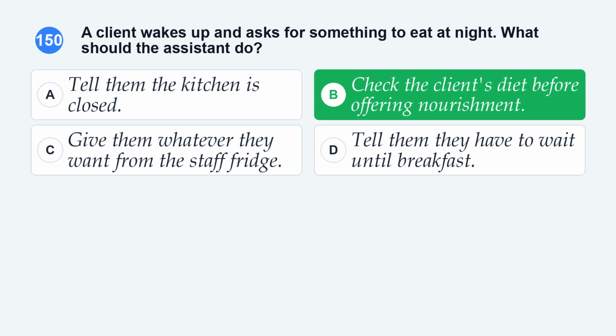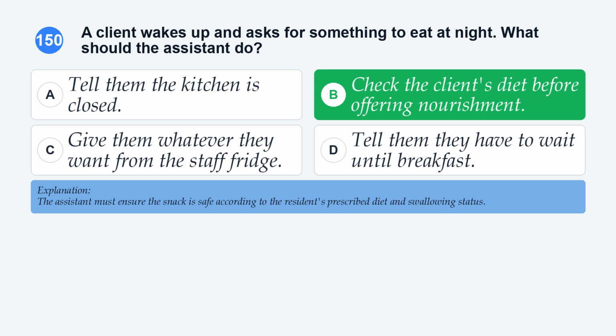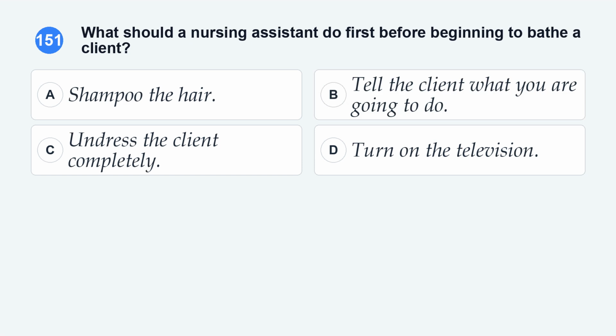The correct answer is option B. Check the client's diet before offering nourishment. Explanation. The assistant must ensure the snack is safe according to the resident's prescribed diet and swallowing status. Question 151. What should a nursing assistant do first before beginning to bathe a client?